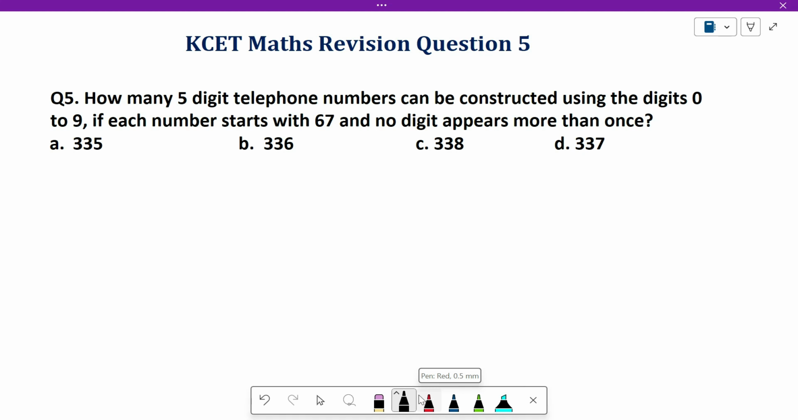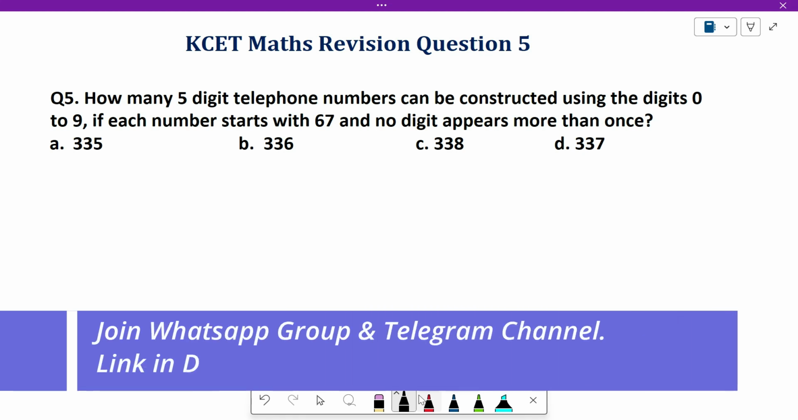Our next question is based on permutation. How many 5-digit telephone numbers can be constructed using the digits 0 to 9 if each number starts with 6, 7 and no digit appears more than once? Let us solve this question using permutation concept.